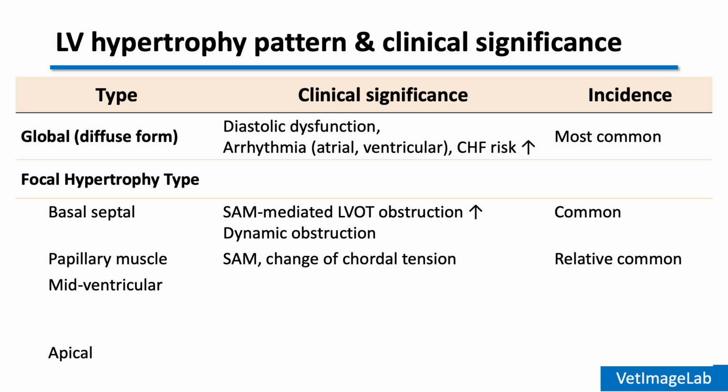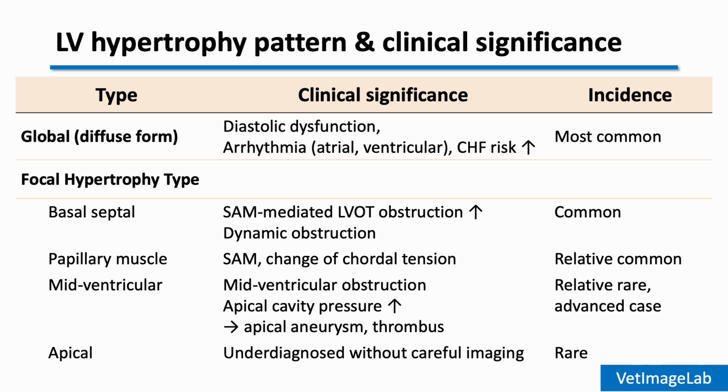Papillary muscle hypertrophy may contribute to SAM and changes in chordal tension. Mid-ventricular hypertrophy, though less common, can cause mid-cavity obstruction and apical pressure overload, increasing the risk of apical aneurysm and thrombus formation. Finally, apical hypertrophy is quite rare and may be easily underdiagnosed without careful imaging of the apex. Understanding these patterns is essential for accurate diagnosis in cats with HCM.